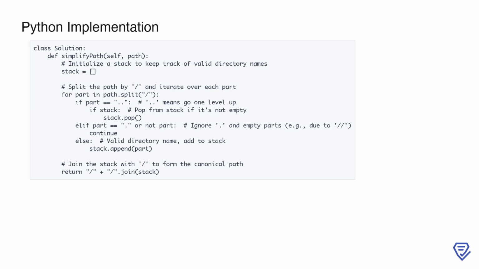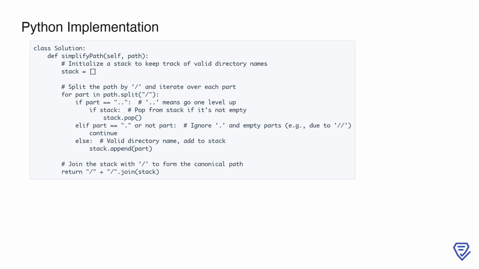This code implements a solution to the LeetCode problem, Simplify Path. The problem requires us to process a Unix-style file path and return its canonical form. Here's a detailed breakdown of the solution. 1. Initialization. We use a stack to store valid directory names. The stack helps us manage the hierarchical structure of directories, particularly when handling .. to go up one level.